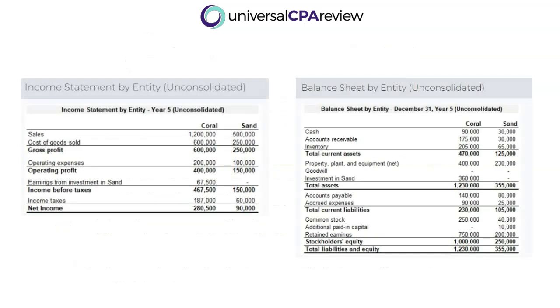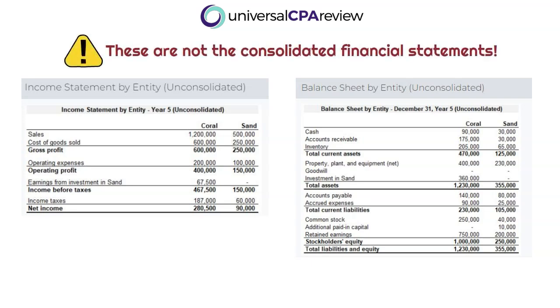So the 2 most important exhibits are going to be the unconsolidated income statement and balance sheet for year 5 for both Coral and Sand, right? So as we can see on the left, the income statement, it's by entity, it's not consolidated yet, and this is for January 1st, year 5 to December 31st, year 5, right? So it's the entire year. And then for the balance sheet, it's as of December 31st, year 5, right? And again, that is unconsolidated, so it's for Coral and Sand, right? So we're going to have to use those as our starting point in the consolidation.